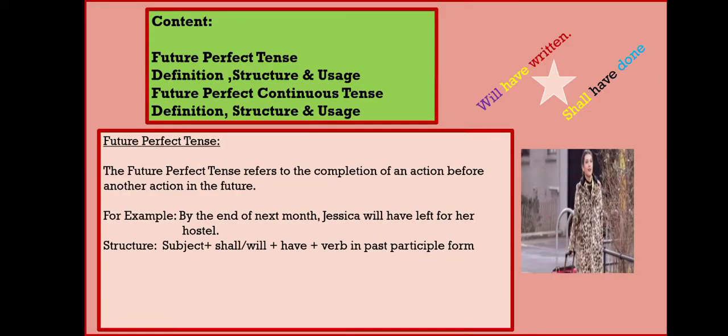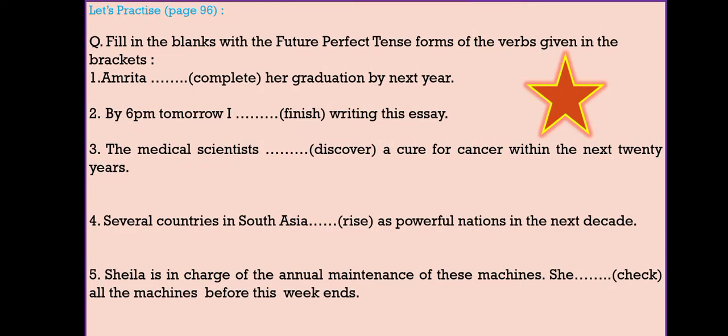Okay? Now let's see, there are exercises from your book. It's from page 96. What is the question? Fill in the blanks with the future perfect tense forms of the verbs given in the brackets. So within the brackets, verbs are given. We have to change the verbs into future perfect tense forms. It's very simple. Once again, just to remind you, how will the structure be? Shall or will, then have, then the past participle form of the verb that is given within the bracket.